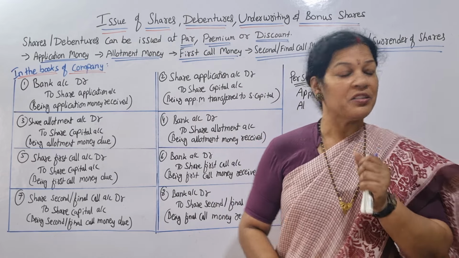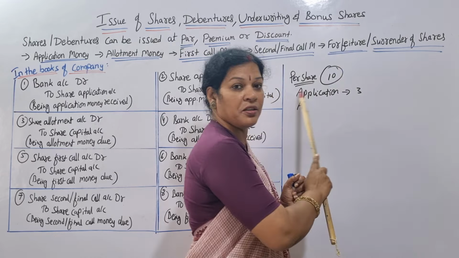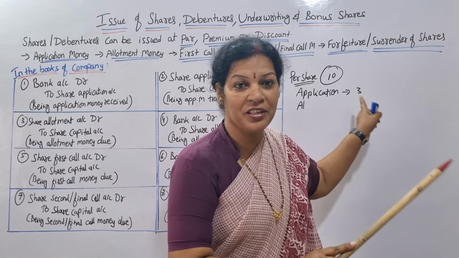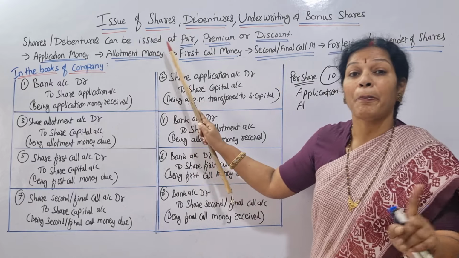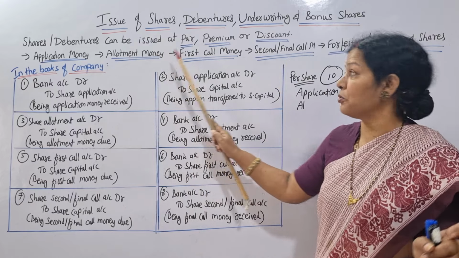Suppose the share price is 10 rupees, as we are discussing. Per share is 10 rupees, and they are issuing it at 10 rupees only. That is, we call it at par. The same price they are issuing.